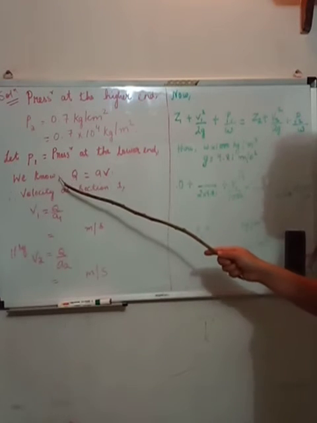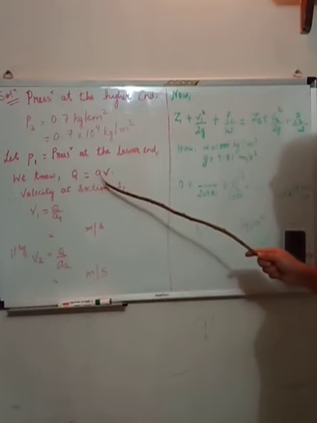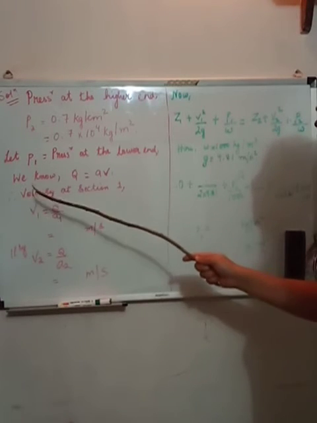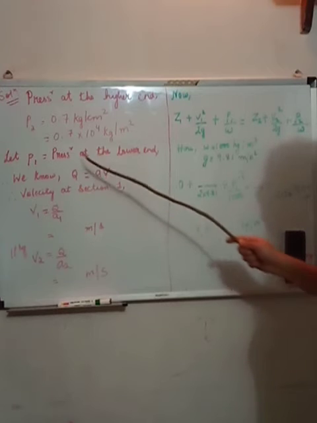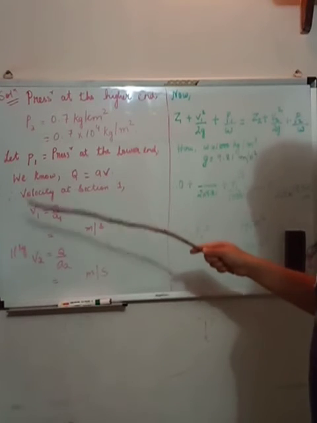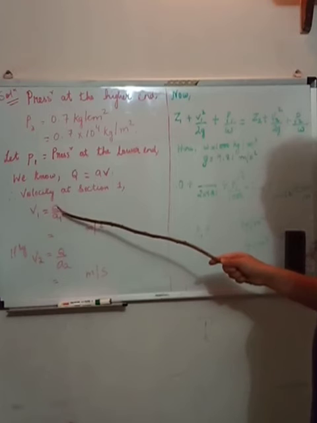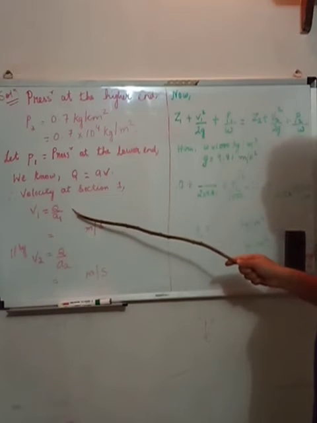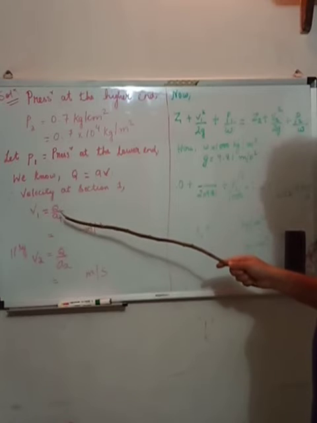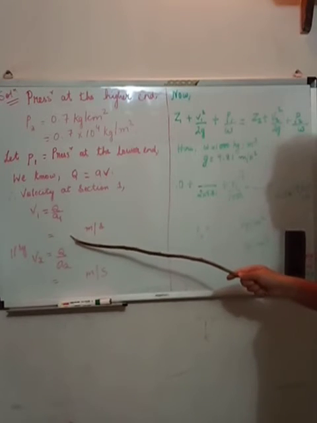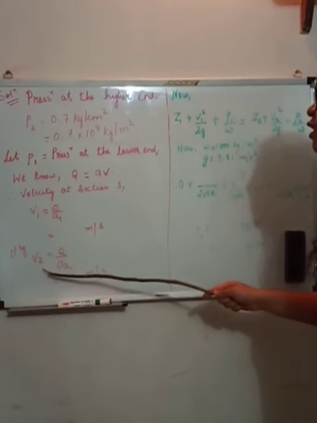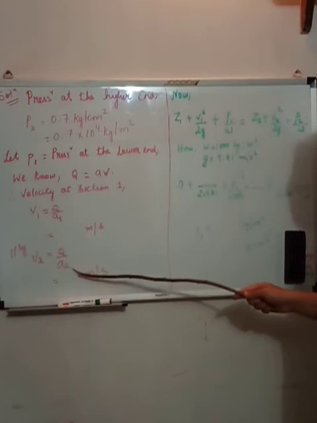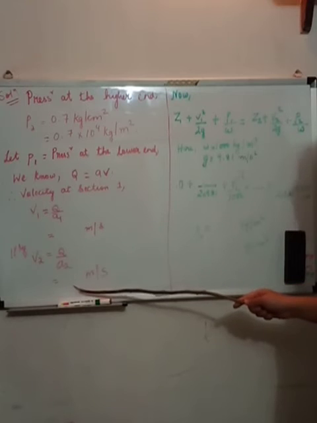Now we know from the equation of continuity, Q is equal to A into V, area into velocity, discharge. So the velocity at section 1, at the lower end of the figure, V1 is Q by A1. A1 you have calculated from the previous steps. So you put the value of Q and A1, you will get the velocity at section 1. Similarly, the velocity at section 2, you get Q divided by A2. Put the value of Q and A2, you will get V2.